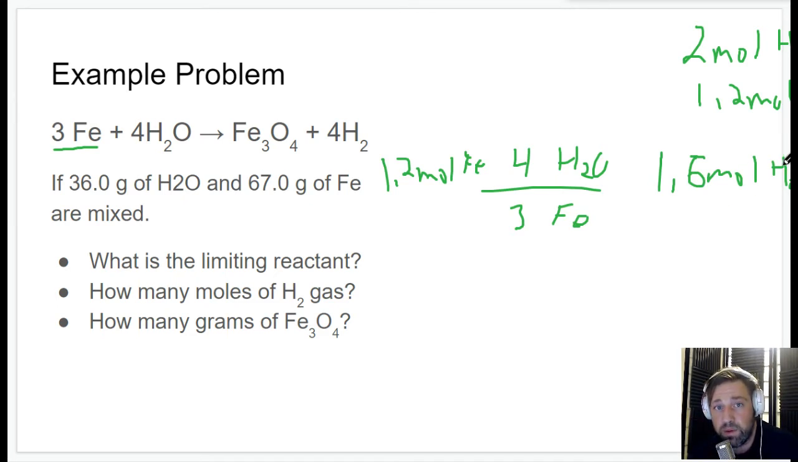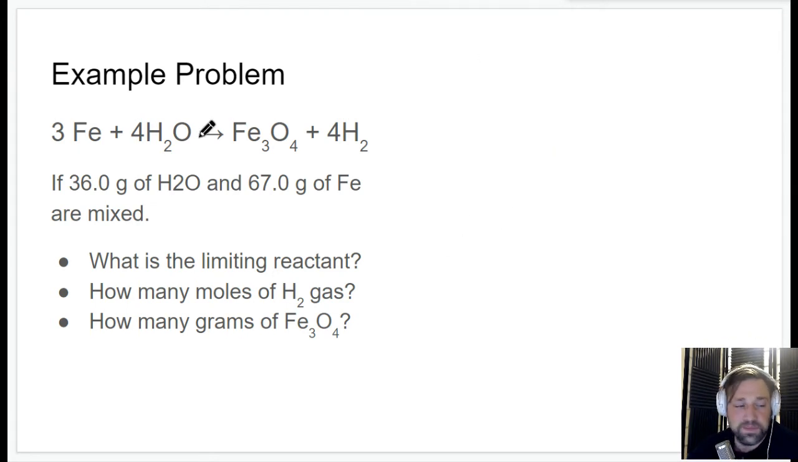We started with 2 moles, so that means 2 minus 1.6 is 0.4. There's going to be 0.4 moles of water left over from this reaction. The rest of the water, that 1.6 moles of the water, was used up. So there's only 0.4 moles left over. So we have 0.4 moles of excess water left over. All right. We good there? Okay. So we have that.